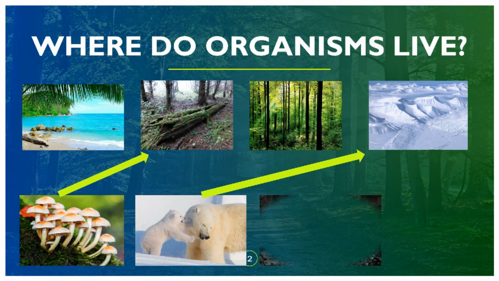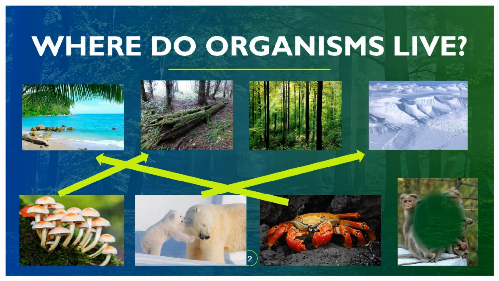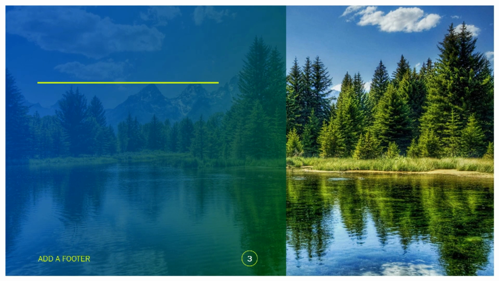Next organism is the crab. Where do you think crabs live? Is it in the forest or in the beach? Okay, that's correct. Crabs live in the beach. And the last animal is the monkey. And we all know that monkeys live in the forest. Very good. Okay, let's go to the questions.